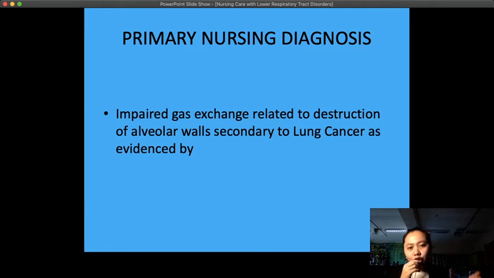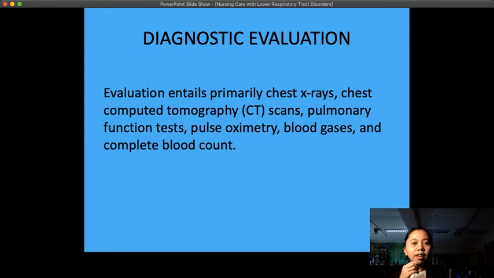Okay. So, primary nursing diagnosis, impaired gas exchange related to destruction of alveolar walls secondary to lung cancer, and then just put the evidences. Okay? So, diagnostic evaluation. Evaluation entails primarily chest x-rays, chest computed tomography or CT scans, pulmonary function test, pulse oximetry, blood gases, and complete blood count.